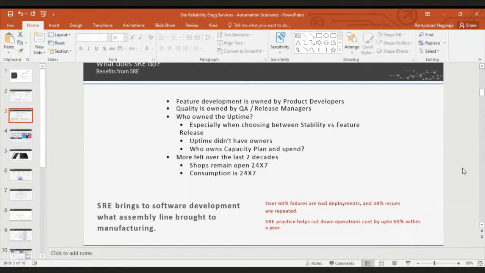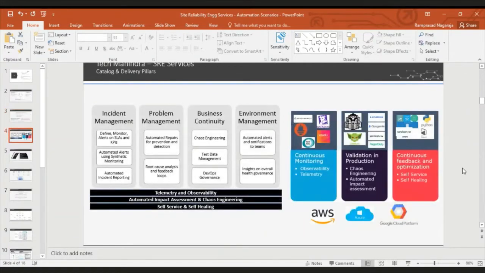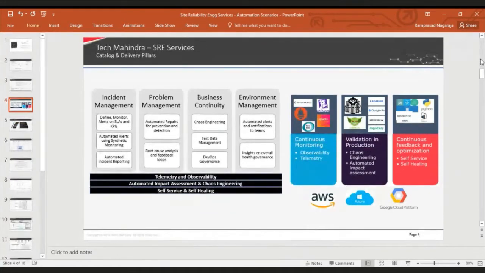How does your system fail gracefully or react to failures? These are some of the areas that site reliability practices will help. Broadly, if you look at it, the SRE services typically cover these four buckets. This is how we practice it, and essentially incident management, problem management, business continuity, environment management.